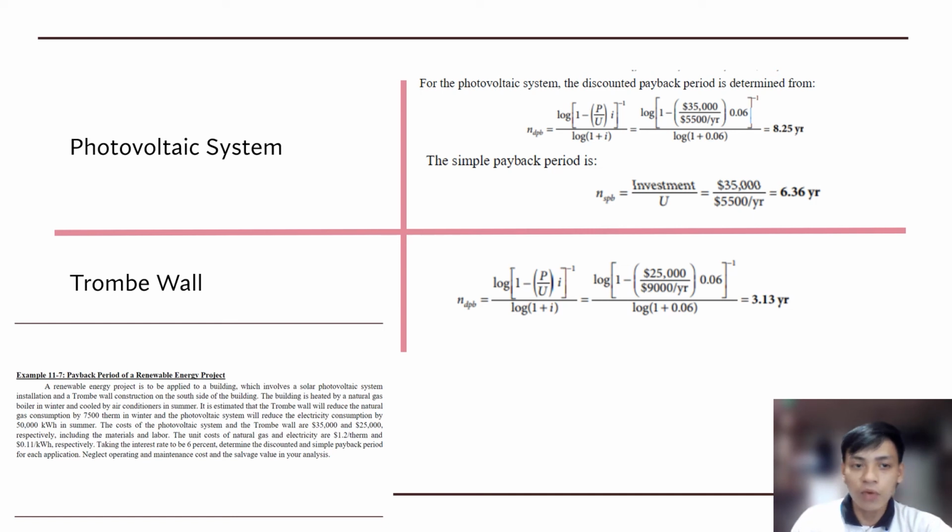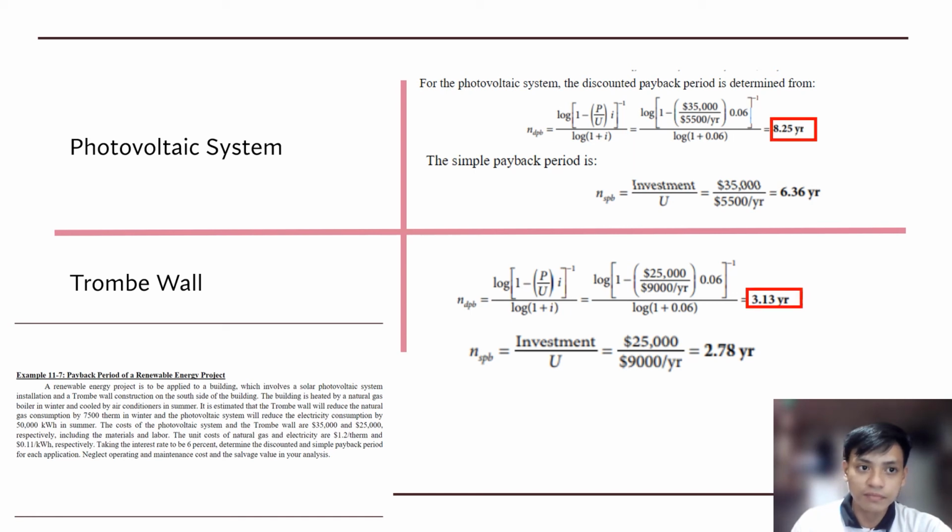On the other hand, the Trombe wall has $25,000 for the installation initial cost and $9,000 for annual savings, taking the interest of 6%. The discounted payback period is 3.13 years. For the simple payback period, the Trombe wall will have 2.78 years.